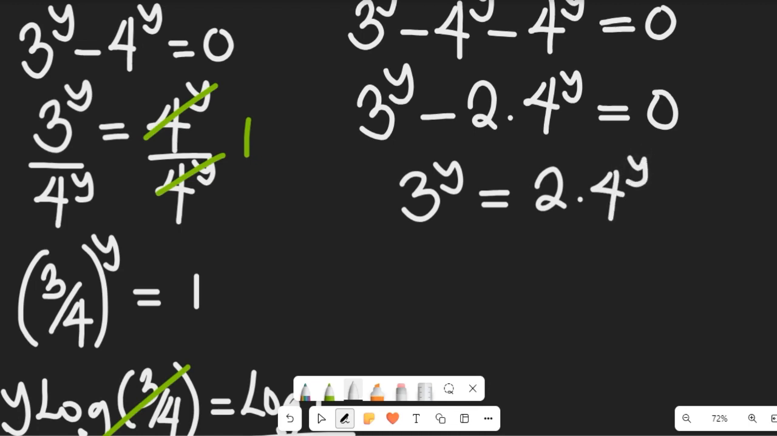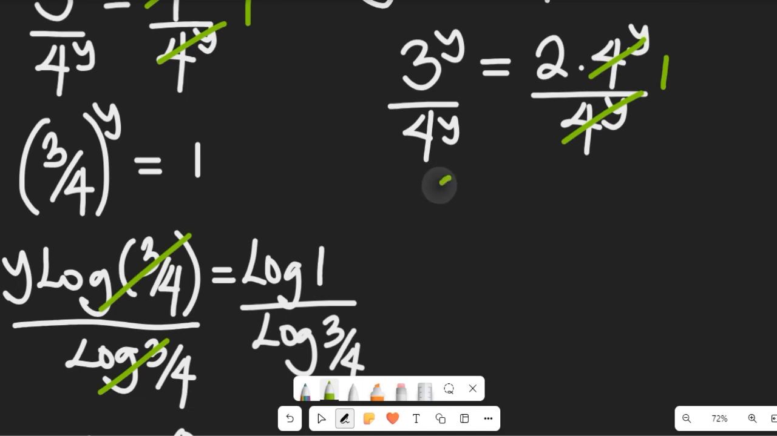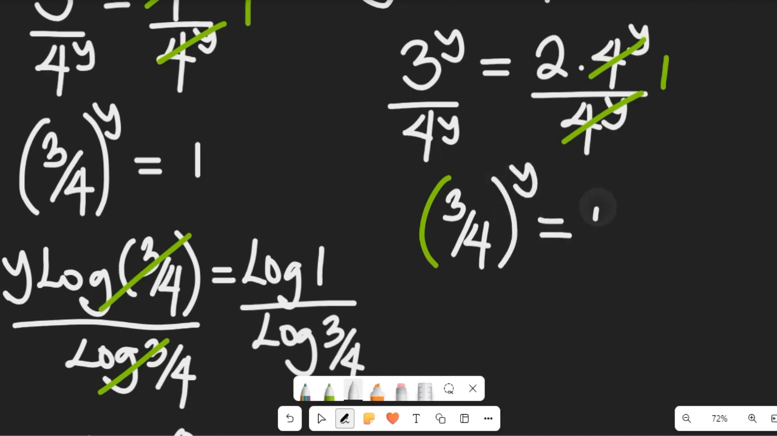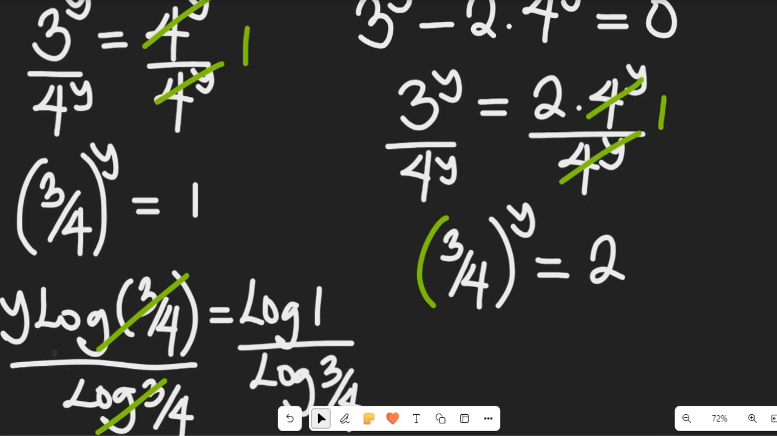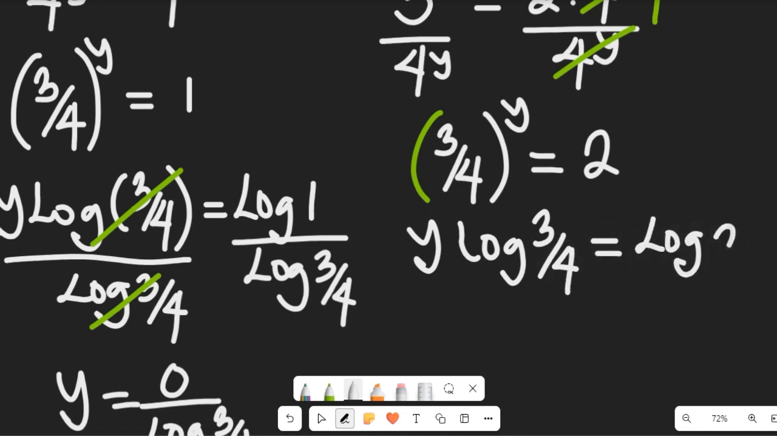If this is divided by 4 to the power of y and this is divided by 4 to the power of y, what do we have? We have 4 to the power of y clearing to give us 1. And then that expression will now give us 3 divided by 4, all to the power of y, equal to 2 times 1, which is 2. So we are going to take the log of both sides, and this is going to give us y log of 3 divided by 4, right? And this will be equal to the log of 2.